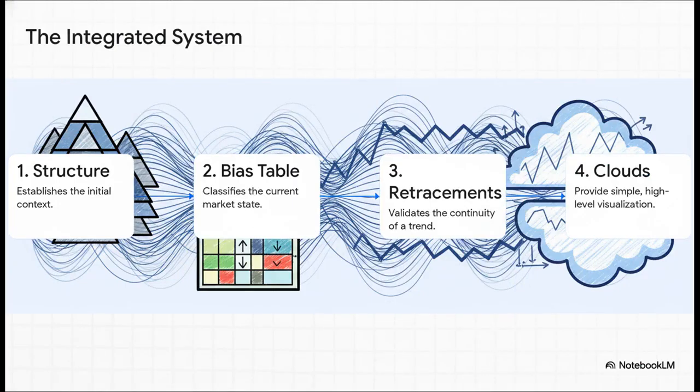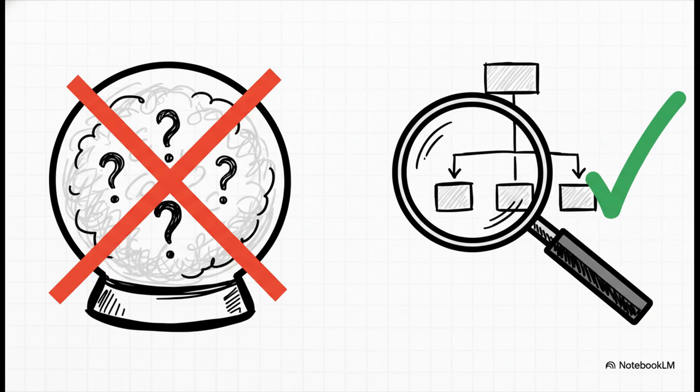When you put all the pieces together, you get this really clear, logical story. The opening structure sets the initial context. The bias table tells you the current state of play. The retracement signals check if a trend is real, and finally, the clouds give you that dead simple, high-level picture. Each layer just builds on the last. And this is so important to understand. The goal of a system like this is not to be some magic crystal ball that predicts the future. The real goal is to create structured, logical, and, most importantly, explainable intelligence about what's happening right now. It's about clarity, not prophecy.